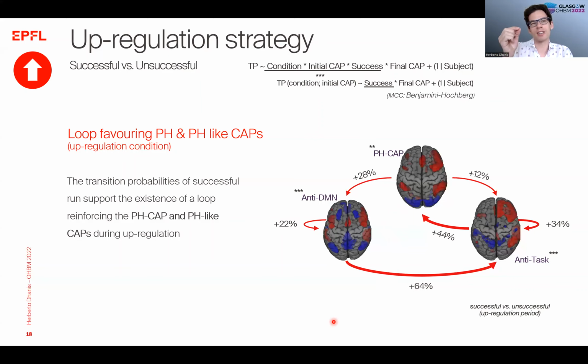Why? Because we assume this gives you a higher feedback simply because the correlation will be higher. We hypothesize that this also leads to a facilitation of the occurrence of the presence hallucination network, because you are already activating regions of this network. And we seem to have this going back to the presence hallucination, especially from the anti-task co-activation pattern. So this is for our first strategy.